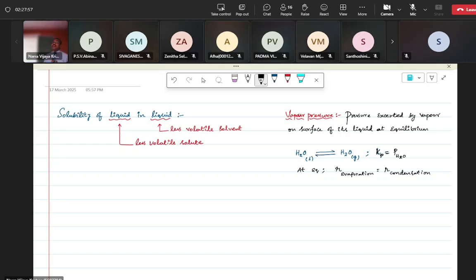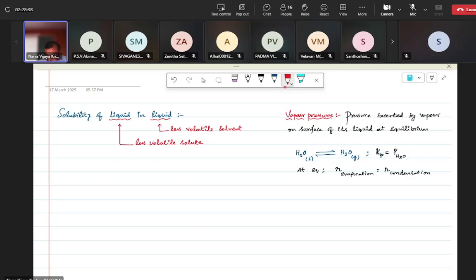What is Kp? Equilibrium constant. Equilibrium constant means Kp is, means P of H2O is constant. So whenever it reaches equilibrium, that constant pressure is called vapor pressure. Any questions in it? Right?